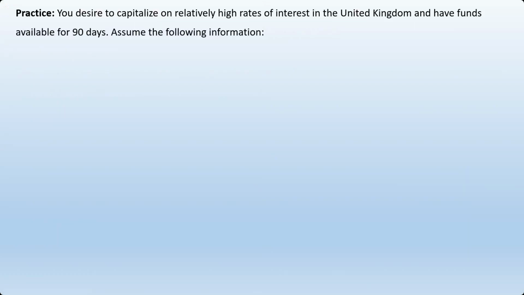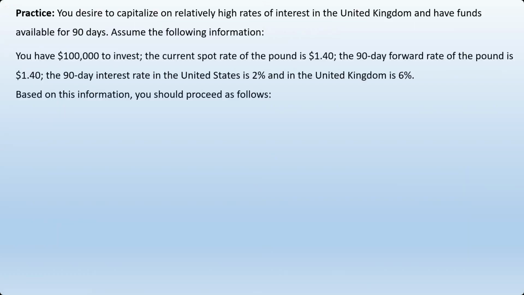First, we have the following information. We have 100,000 US dollars to invest. The current spot rate for British pound is 1.4. The 90-day forward rate of British pound is also 1.4. Okay, so right now the spot rate and the forward rate are the same. The 90-day interest rate in the US is 2%, and in the UK is 6%.